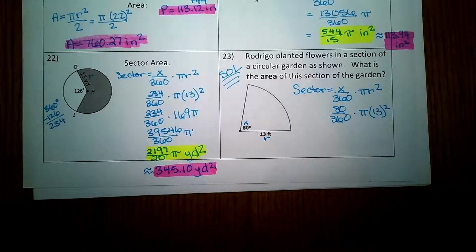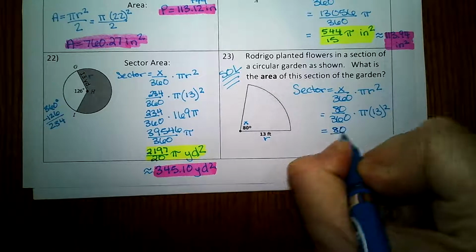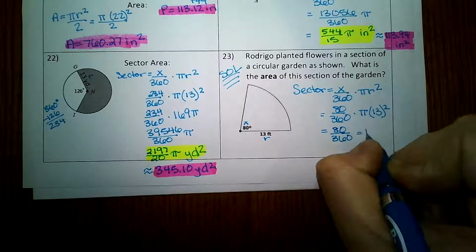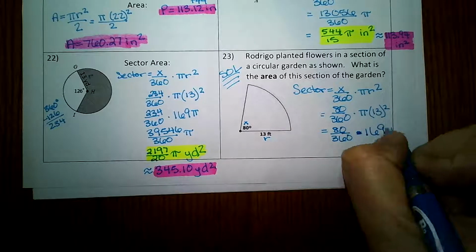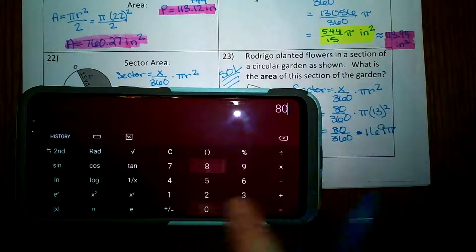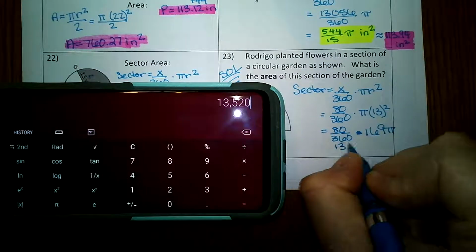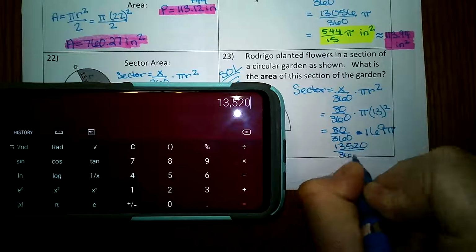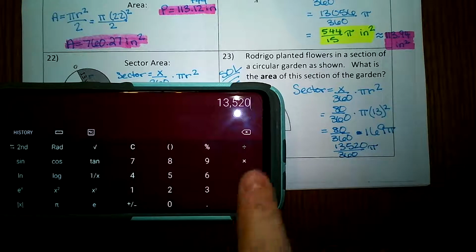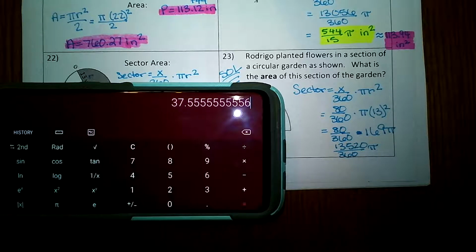So back to my calculator. We just did 13 squared a second ago in the previous example. So that would be 13 squared is times 169 pi. So if I type all of this in the numerator, 80 times 169 is 13,520 out of 360 times pi. If I divide that here in this calculator, I get a decimal that's not very helpful. So I'm going to pause, switch to my classroom calculator, and reduce this fraction.